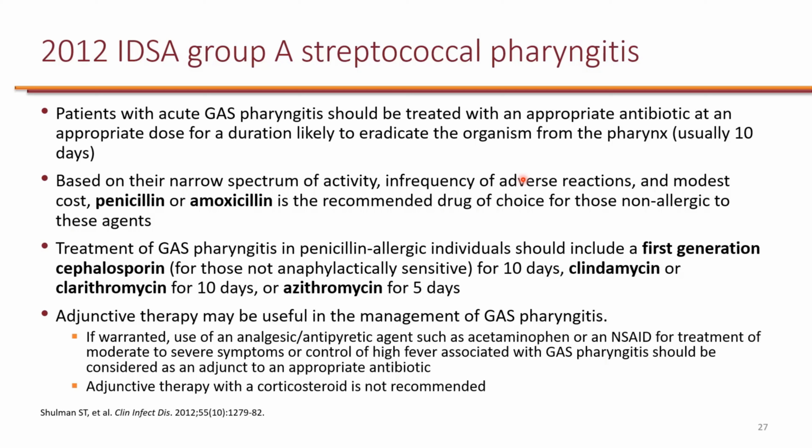typically 10 days. And they're recommending that based on narrow spectrum of activity, frequency of adverse reactions, and affordability, either penicillin or amoxicillin as the drug of choice in patients who do not have penicillin allergy. If someone does have penicillin allergy but it's not an anaphylactic reaction, you can use a different class of beta-lactam, so first generation cephalosporin. First generation cephalosporins are also narrow, they're well tolerated, and they are affordable.